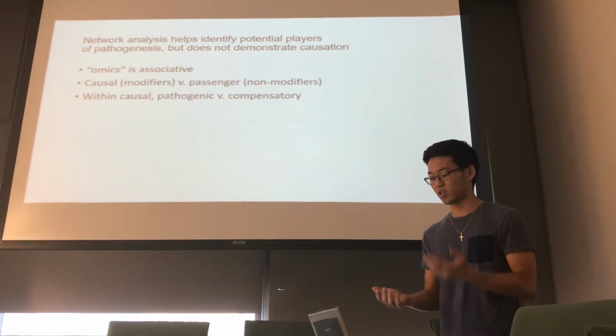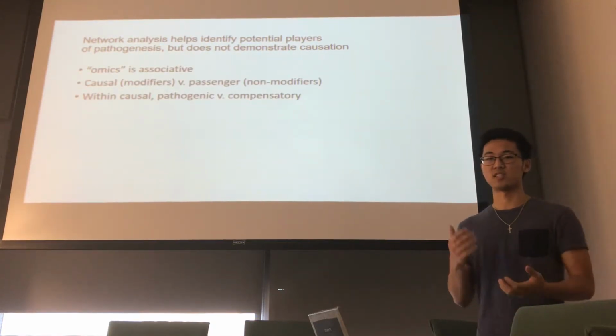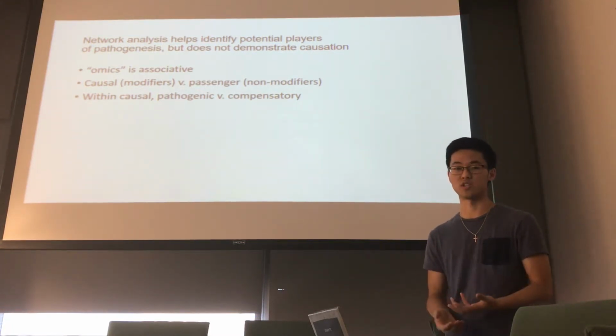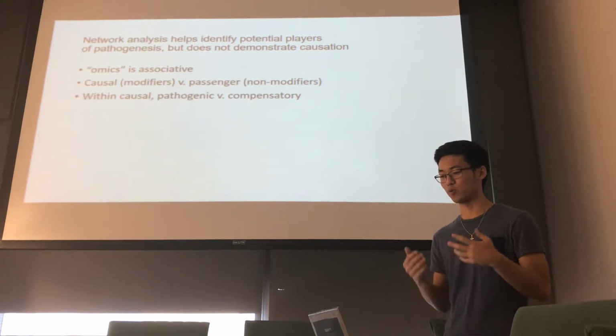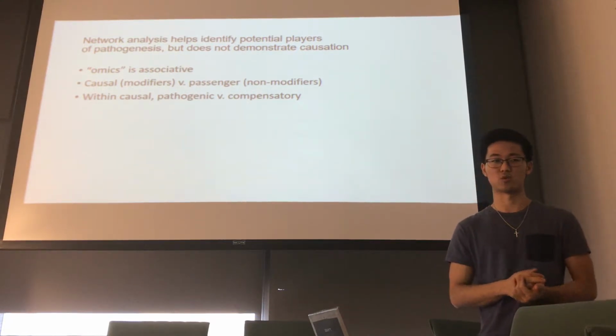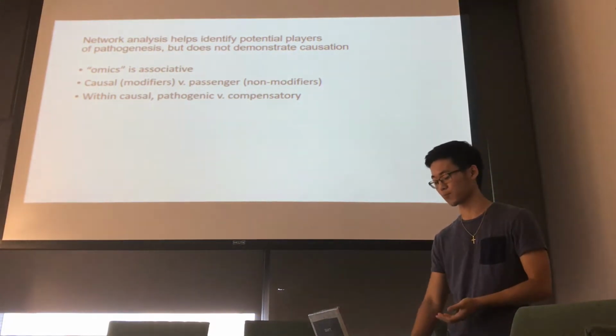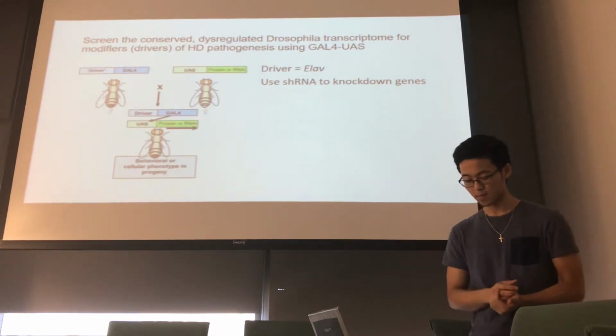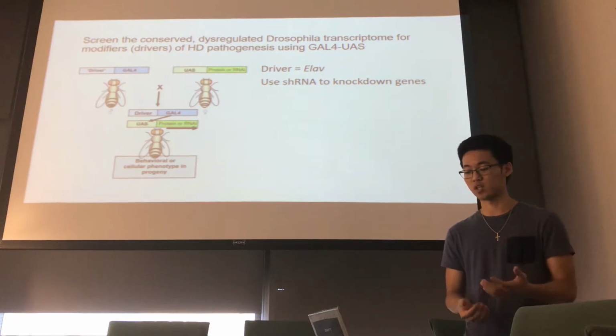So while this network analysis helps us identify the entities involved in the pathogenesis of Huntington's, it doesn't help us see any causal relationships. In order to find these causal relationships, we do our screens in the lab. These screens involve crossing flies, collecting their progeny, and putting them through a test.